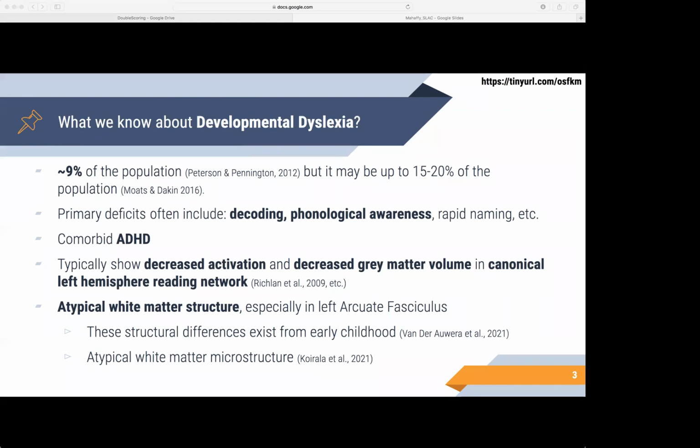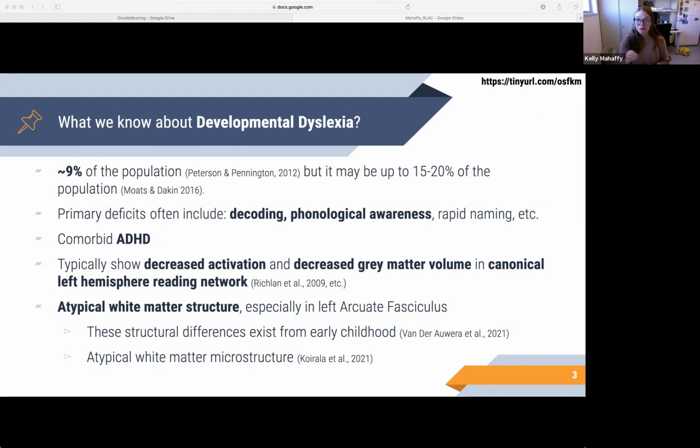dyslexia. First, dyslexia is estimated to affect about 9% of the population, though some recent estimates from the International Dyslexia Association actually put that closer to 15 to 20%. There are primary deficits that are often implicated in dyslexia, particularly decoding and phonological awareness, but we also often see deficits in things like rapid naming.